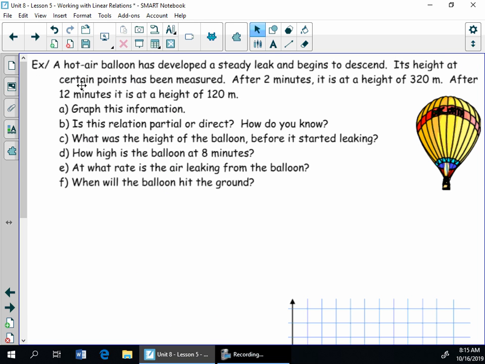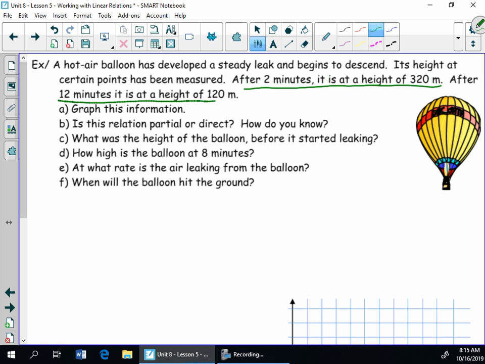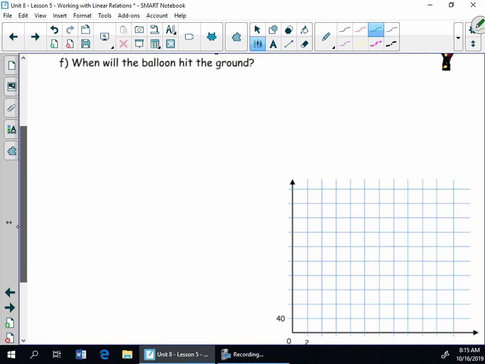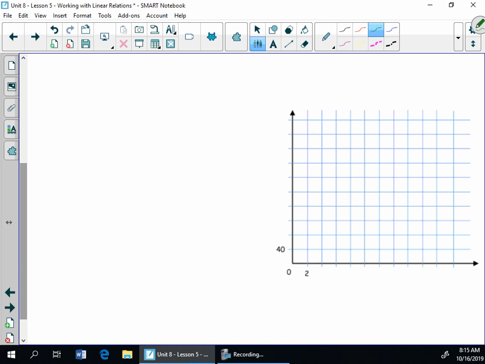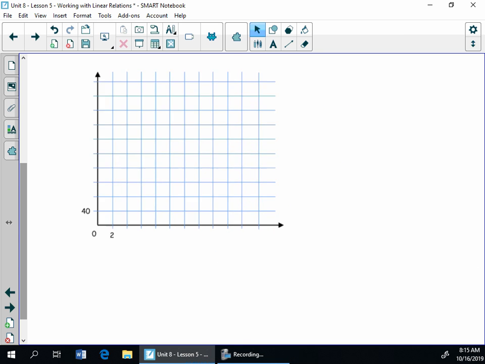Okay, so let's take a look at a second example. A hot air balloon has developed a steady leak and begins to descend, so it's going down. Its height at certain points has been measured. After 2 minutes, it's at a height of 320. After 12 minutes, 120. Can we graph this information? So they've given us a grid with some numbers on it. We have to figure out which one is which.